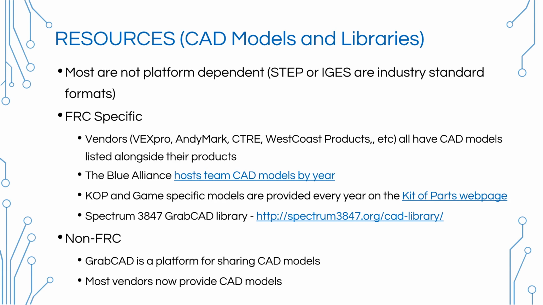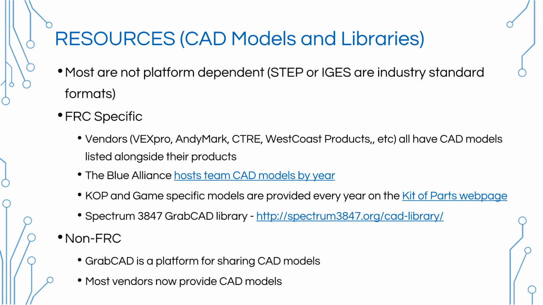Then to extend that a little bit further, The Blue Alliance has started hosting CAD models of teams by year. The Blue Alliance has linked up with GrabCAD and uses GrabCAD's API so that teams that put their models in GrabCAD can link them on their TBA page. So if you follow this link in this document, you can see a list of 2016 teams that have CAD models on TBA.